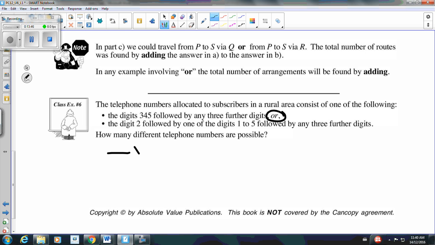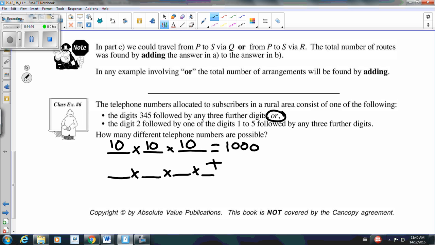So in that case, we are really making 3 decisions. It's any 3 digits, so we have 10 choices for each one. That gives us 1,000 possibilities for telephone numbers that start with 3, 4, 5 and are followed by any 3 digits. OR means we're going to add. We have the digit 2 followed by one of the digits 1 to 5 followed by any 3 digits. Now the digit 2 is chosen for me, but I have 4 choices to make: one of the digits from 1 to 5, so that's 5 choices, followed by any 3 digits, so 10, 10, and 10. This gives me a total of 5,000 telephone numbers. Adding them together means in total I have 6,000 choices.